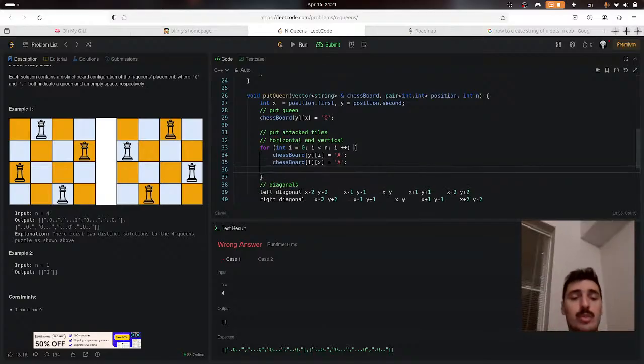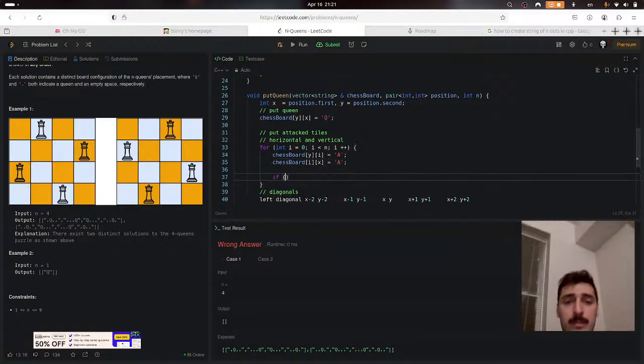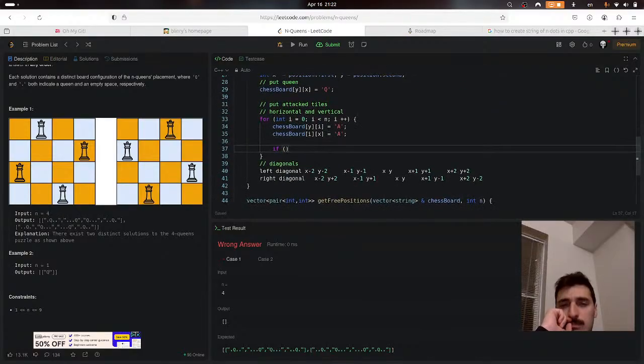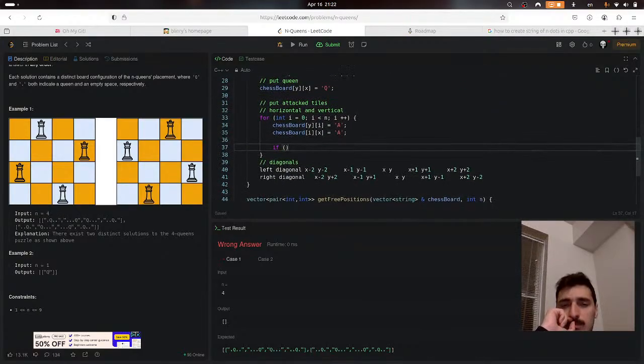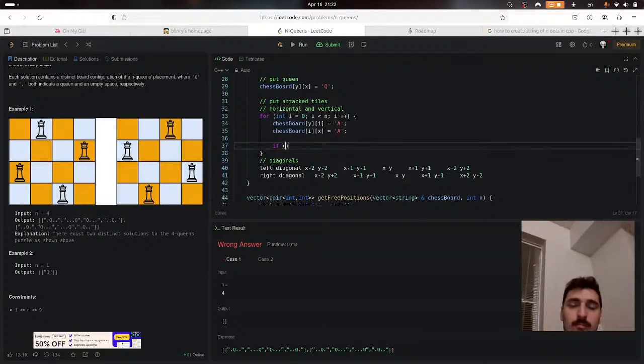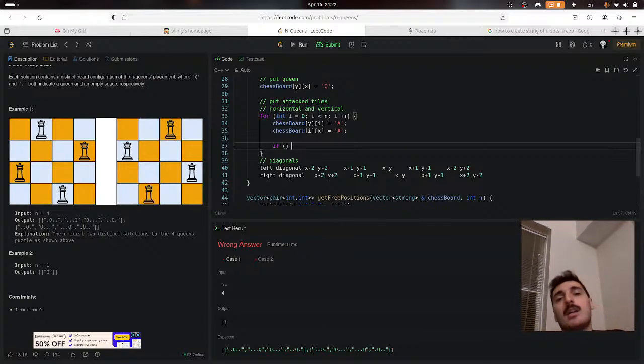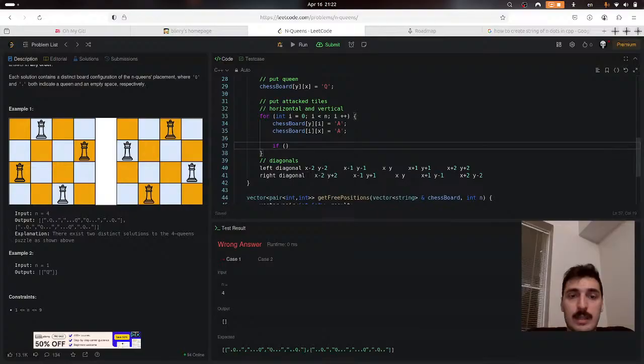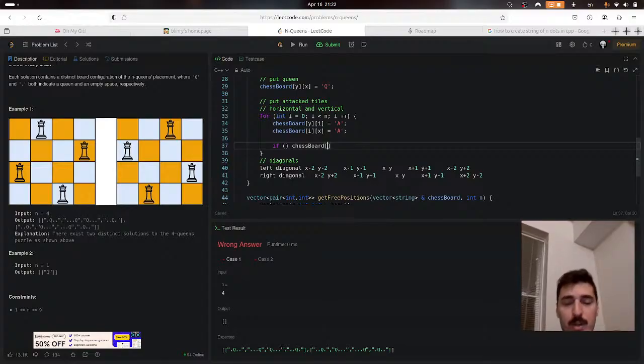So what we are going to do here is, let's just set the left diagonal. Setting the left diagonal means chessboard. All right, I will not talk because talking just makes things worse now.